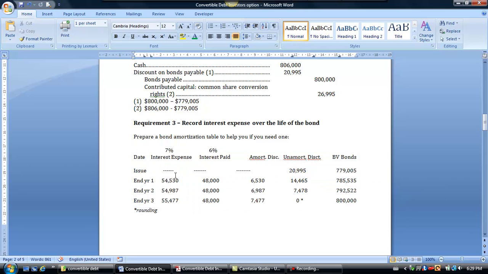And again, to get the interest expense, we're going to multiply the book value to open up the 1-year period that is now ending, and multiply that by the market rate for the year, which is 7%, and we're going to get 54,530. The difference between that and the interest paid is going to be the amount of the discount amortized, therefore leaving us with unamortized discount on the balance sheet of 14,465 and a carrying value of the bonds which is equal to 800,000 less 14,465, which will give you 785,535.